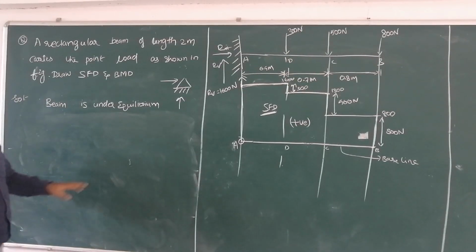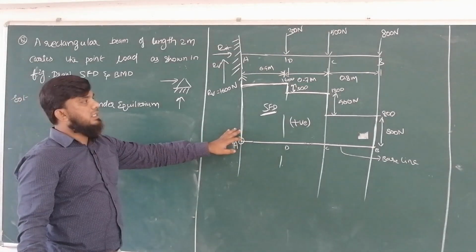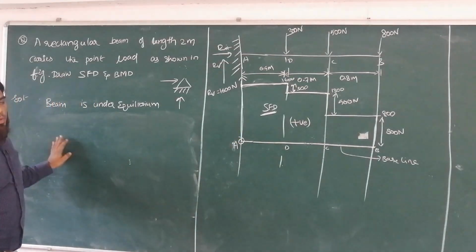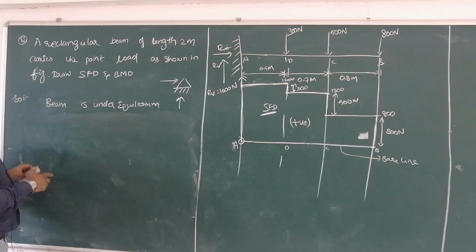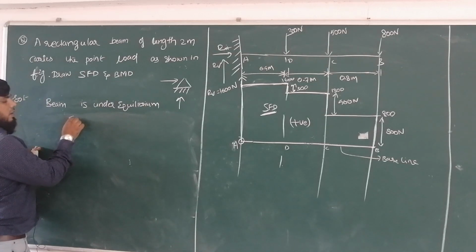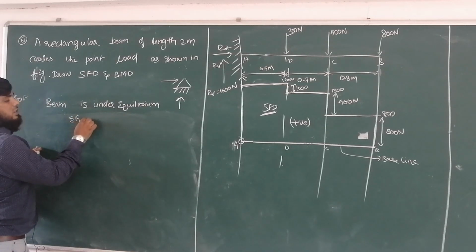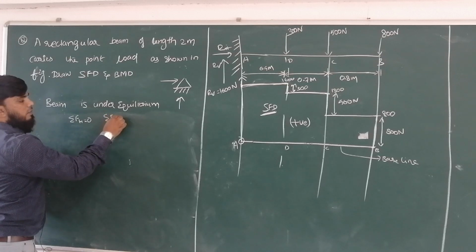With this we have completed the shear force diagram. Next we have to draw the bending moment diagram. For that, we have already completed summation of horizontal force equal to 0, summation of vertical force equal to 0.